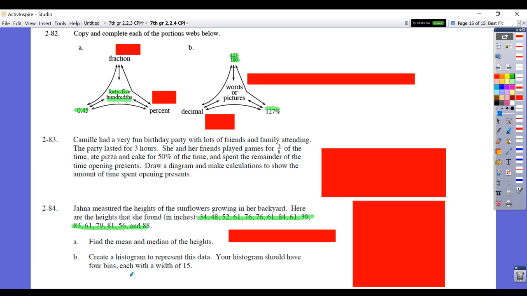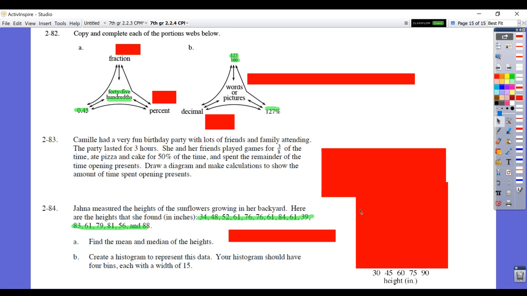The histogram is supposed to have 4 bins, each with a width of 15. So since we haven't done those very recently, I'll remind you what that means. 4 bins means you have 4 sets down here. And if they're each going to have a width of 15, you're going to go 30 to 45 for the first bin. See how many sunflowers fall in that category, and that'll be your frequency height. 45 to 60, 60 to 75, and 75 to 90. And then along the side, again, you're going to have frequency. So how many values are in between 30 and 45, and so on.